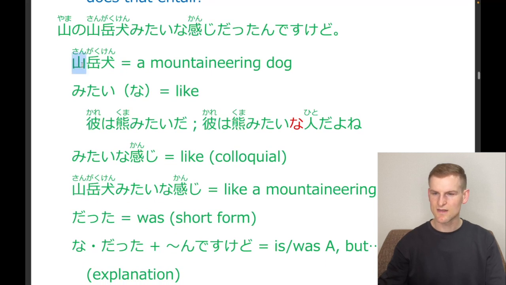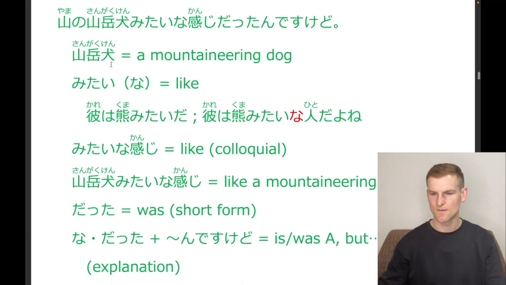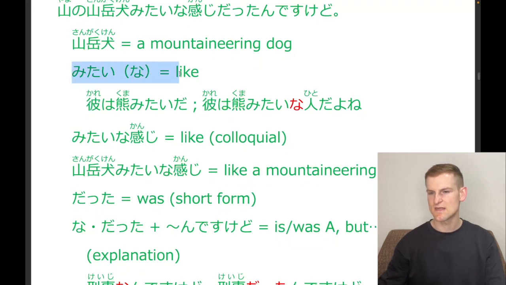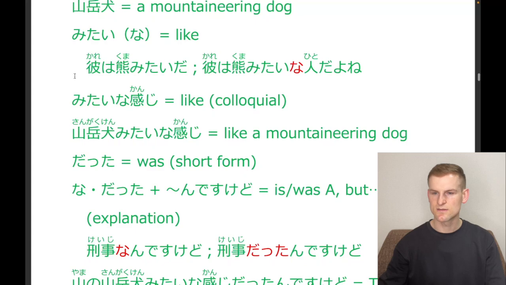Okay, so Sangaku Ken, a mountaineering dog. Ken is the character for inu, by the way, and as you can see, it has a Chinese reading, Ken, here. Okay, so then we have mitaina. This just means like. So you could say, for example, 彼は熊みたいだ. He's like a bear. You just attach this mitai to a noun in this case, and then just add da, the copulative, to say he's like a bear.